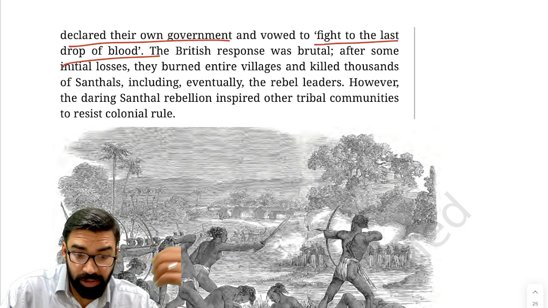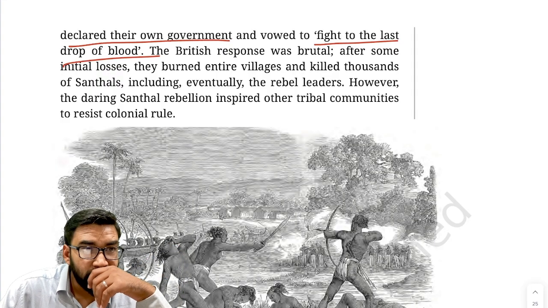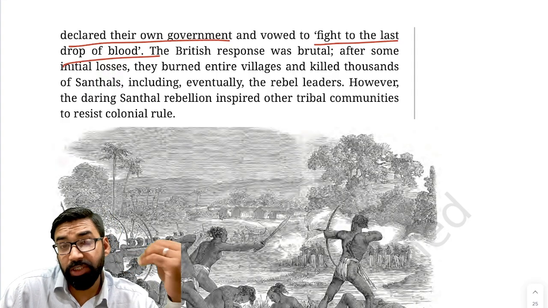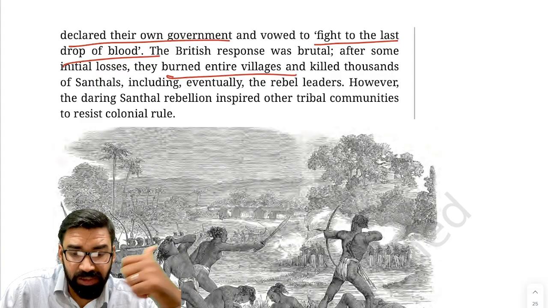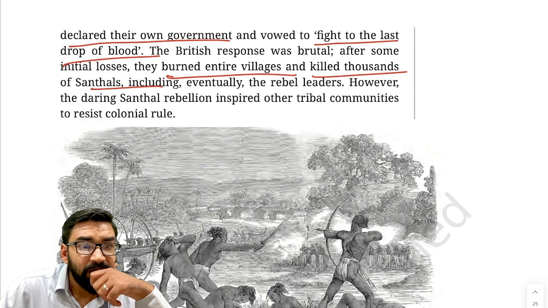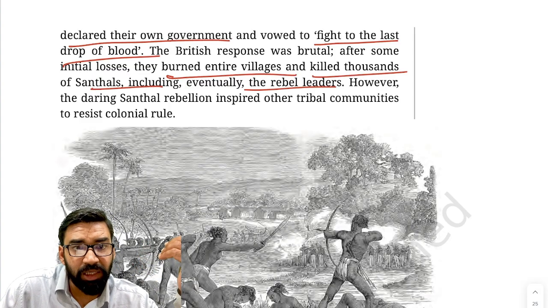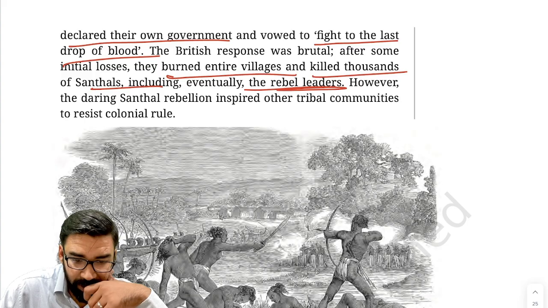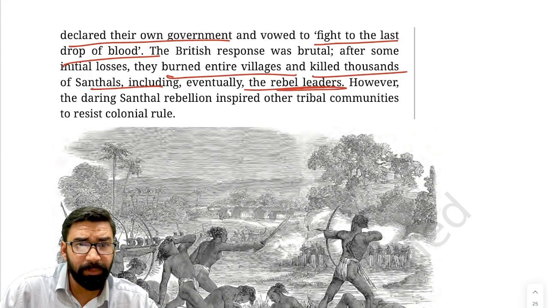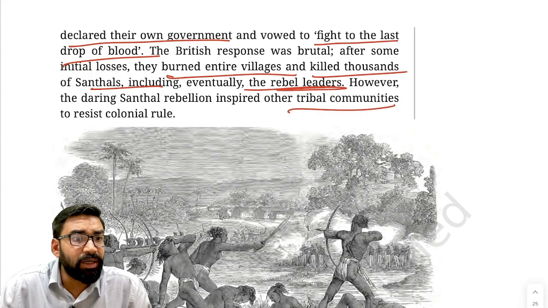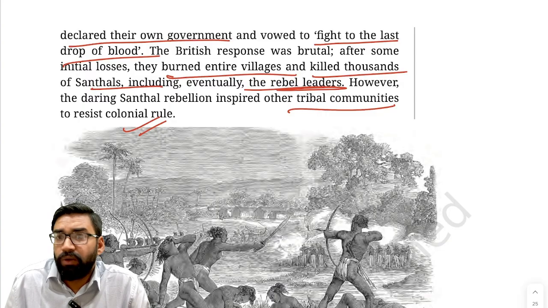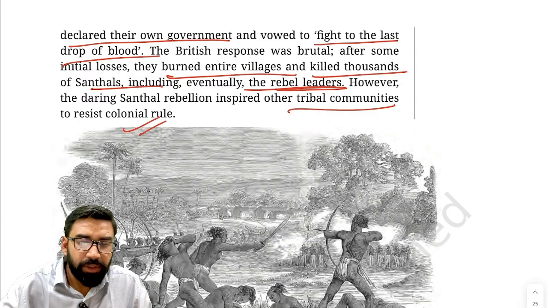And in this, the response of the British was also brutal. Clear? So Britishers ने क्या किया? They burned entire villages. They killed thousands of Santhals. Eventually, they started killing the rebel leaders also. Clear? And this rebellion inspired other tribal communities to resist the colonial rule. Fine. Okay.